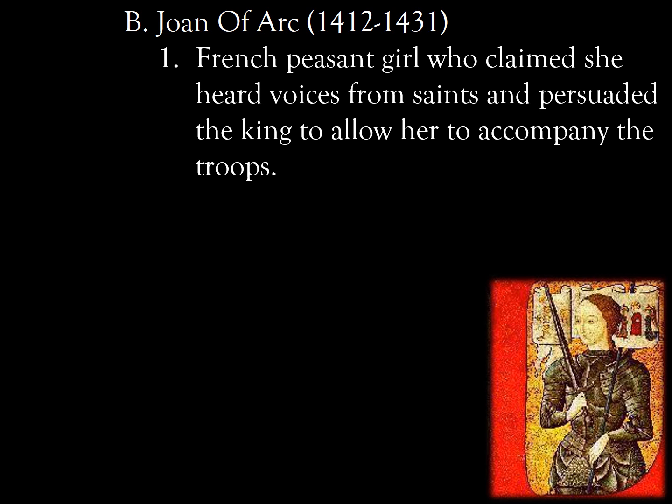After some initial victories of the British in the first 50 years or so of the war, the tide started to turn in the French favor with the emergence of Joan of Arc on the scene, 1412 to 1431. She was a French peasant girl who claimed she heard voices from saints, and she persuaded the king that God wanted her to lead some troops to victory. She persuaded the king to allow her to accompany those troops ultimately in battle.